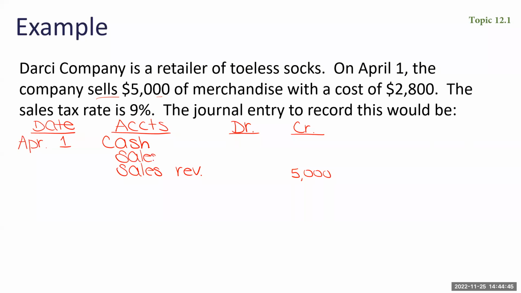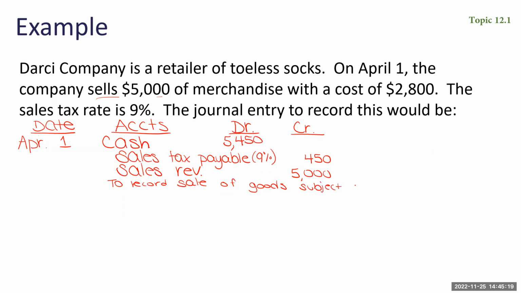Okay, we collect sales tax, which we said is a liability for Darci Company. It is 9% of the sales price. Okay, $450 is the amount of cash we collect on April 1st. Oops, 5,450. Record sale of goods subject to sales tax, something like that.